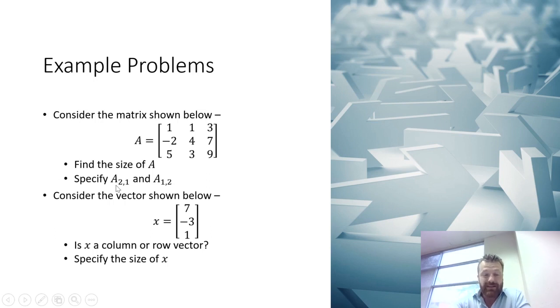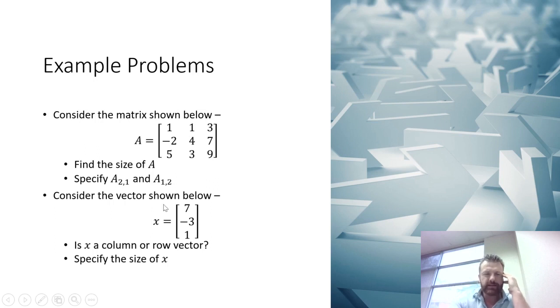Element 2,1, A2,1, means go into row 2 in column 1, going down from the upper left-hand corner to row 2, going over to column 1. That value is just -2. A1,2 is first row. Go over to the second column. That will just be 1.